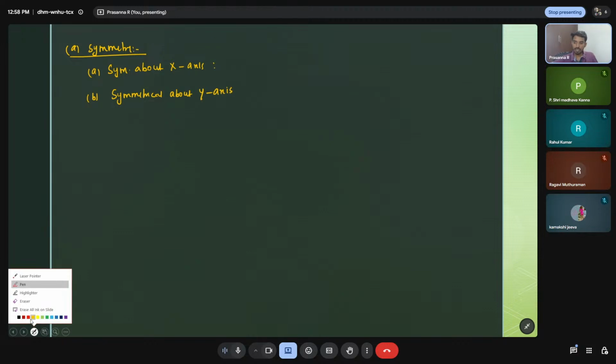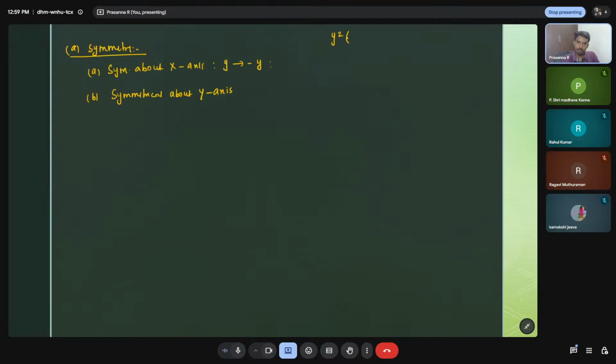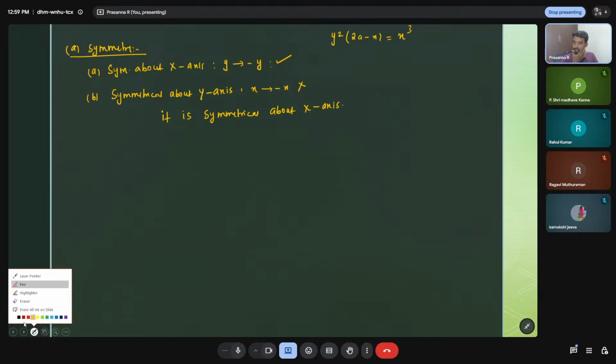For symmetry about the x-axis, you have to replace y with minus y. What is our curve? y square into 2a minus x is x cube. So if you replace y by minus y, the curve will remain the same. So it is symmetrical about the x-axis. If you replace x by minus x, the curve will be different, right? Because this will become plus and this will become minus. So the curve is symmetrical about the x-axis only.